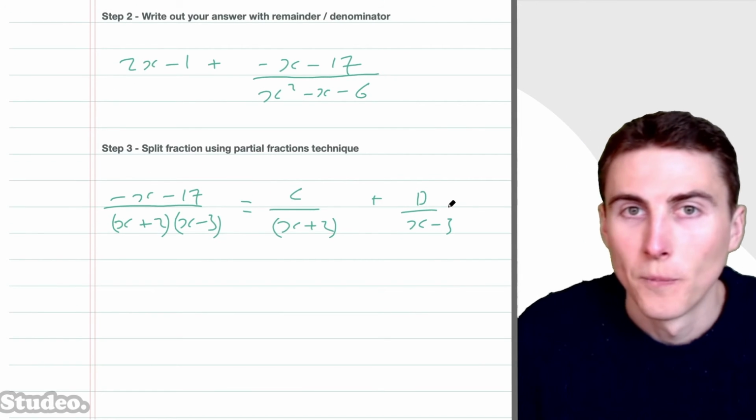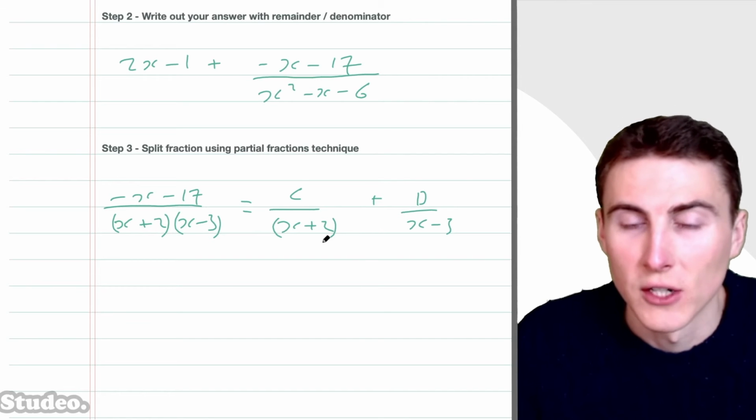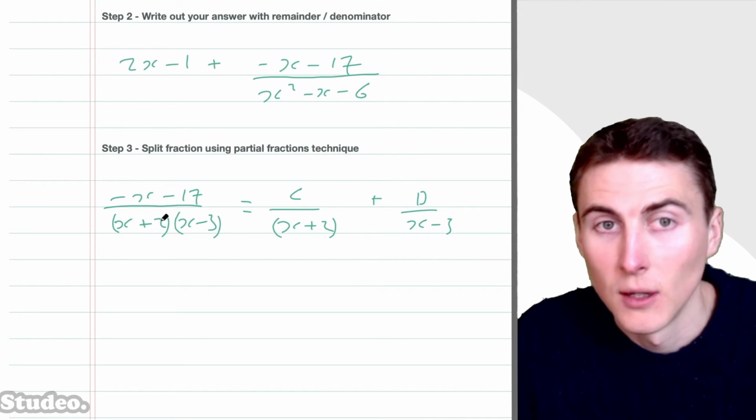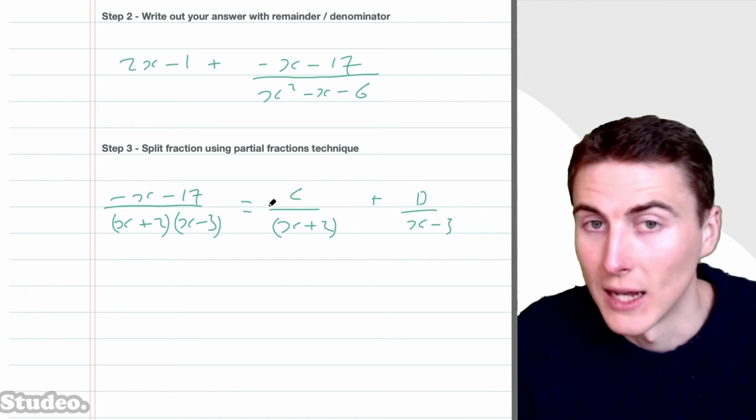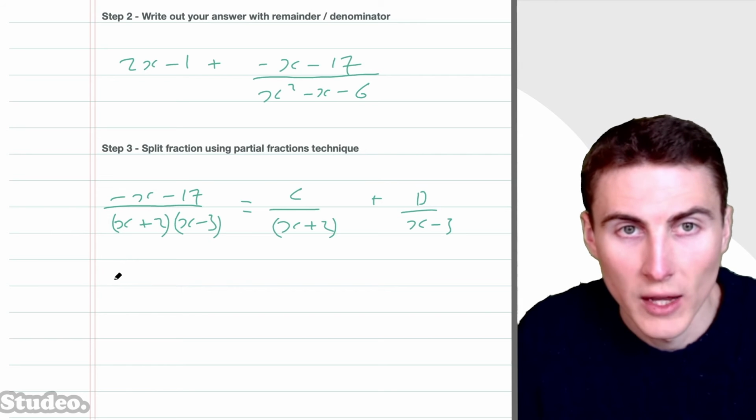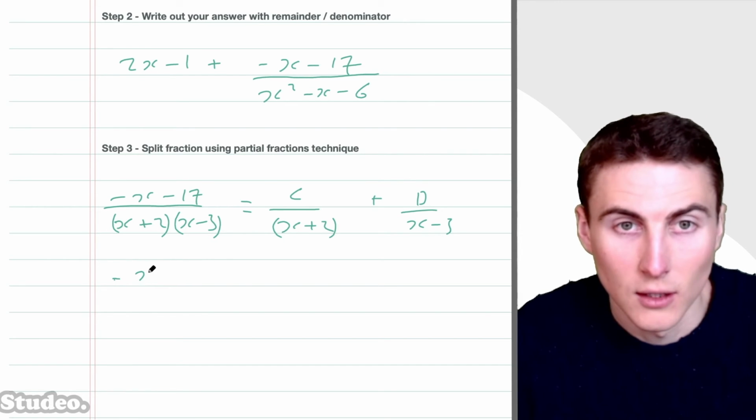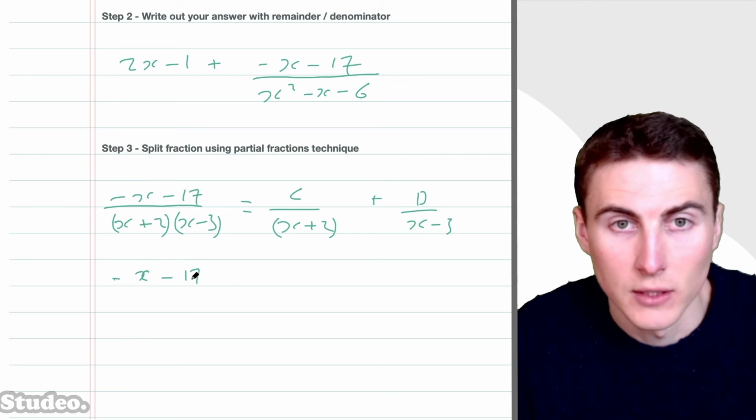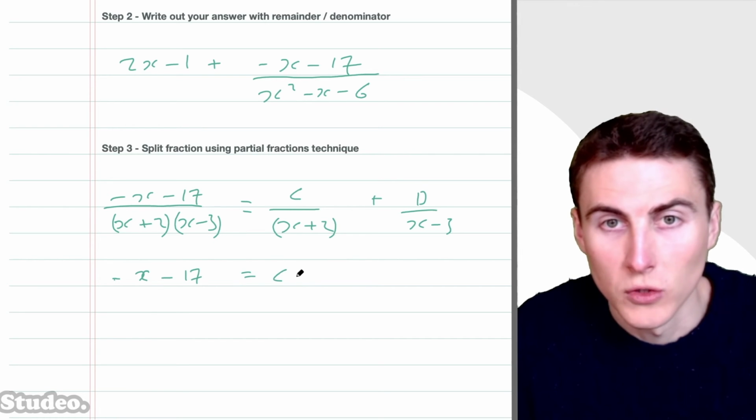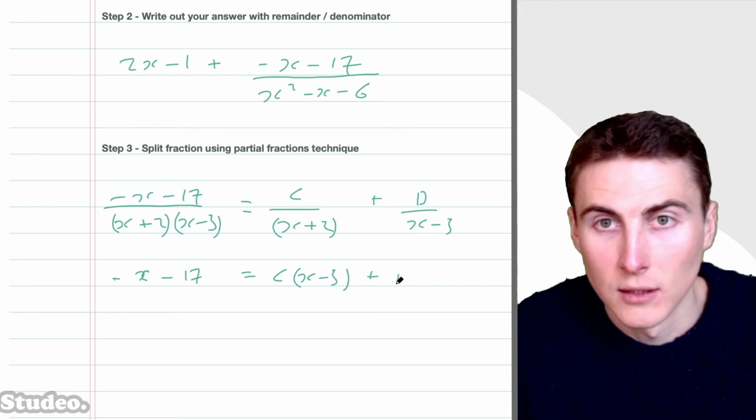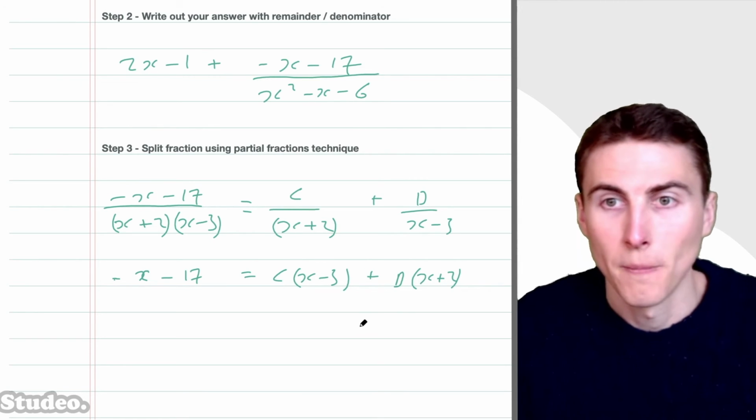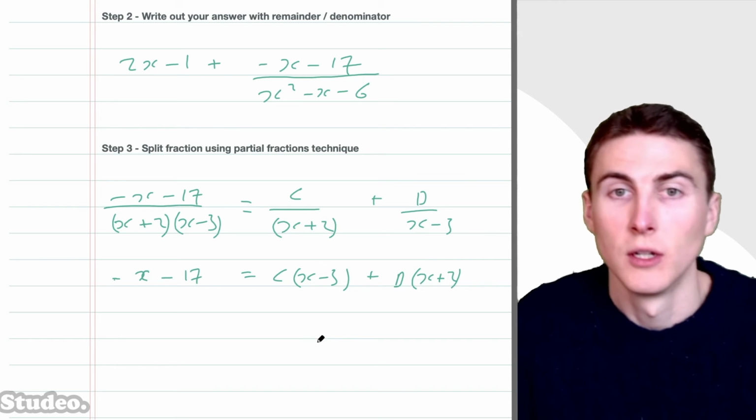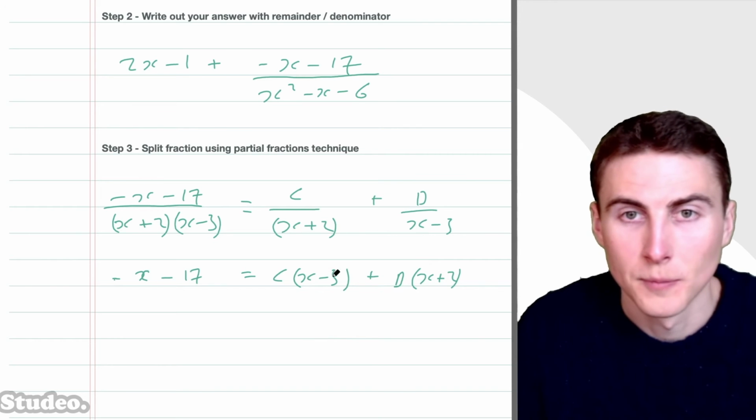Okay, so then, just like normally with partial fractions, we multiply everything by the x plus 2 and the x minus 3 to cancel them out. On the left, I'm going to get minus x minus 17 equals c sets of x minus 3 and d sets of x plus 2. And now I can start plugging in values to try and figure out what these things are.